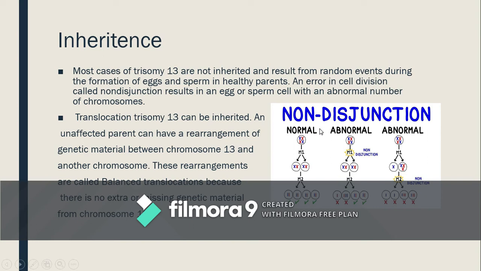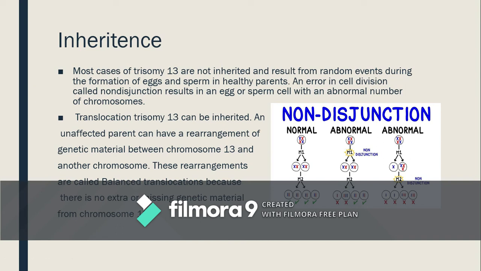We can see how non-disjunction works from this picture here. This is a normal division of meiosis where a single cell divides into four haploid cells with an equal amount of chromosomes, and these two cases are abnormal cases of meiosis where the cell does divide into four haploid cells, but they have unequally distributed amounts of chromosomes.